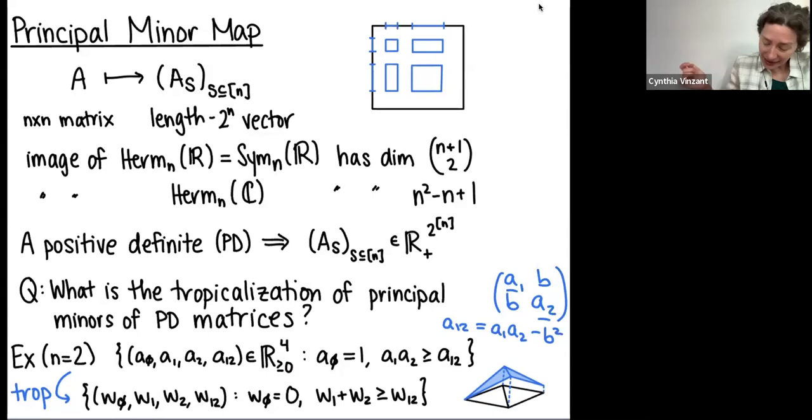And in this case, we take this set in R4. If we tropicalize it, then we get something fairly simple. If the coordinate a for the empty set was constrained to be 1, then its valuation is constrained to be 0. And this binomial inequality turns into just a linear inequality on the tropicalization, namely that W1 plus W2 is greater than or equal to W12.